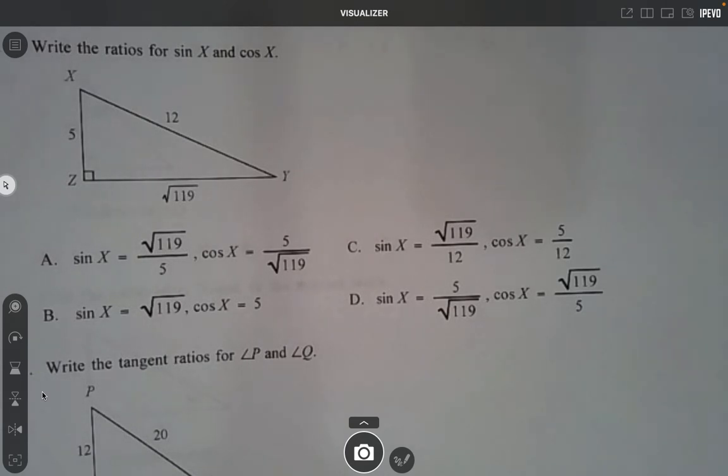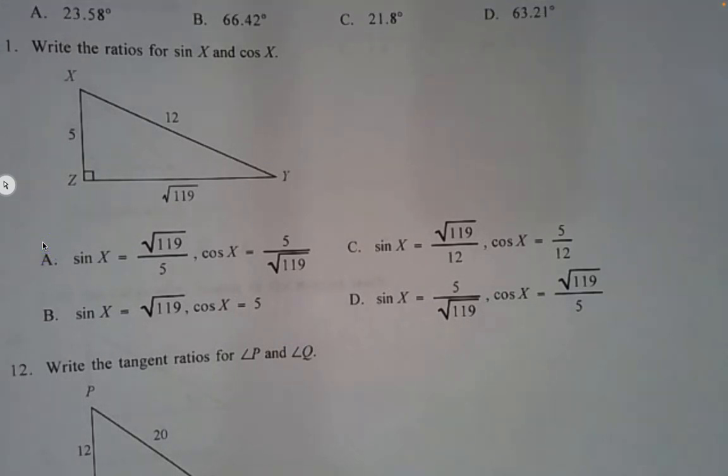Okay, let's look at sine and cosine. This is number 11. What is the sine of x? They just want the ratio. They don't want us to figure anything out. So if I start at x, sine is opposite over hypotenuse. So it's the square root of 119 over 12. That's my sine.